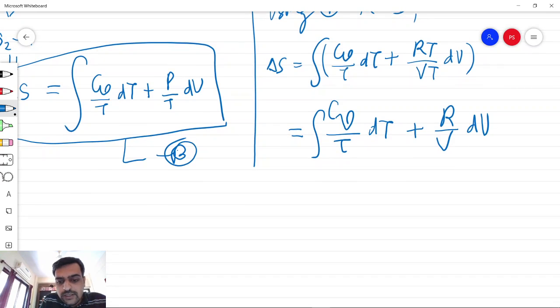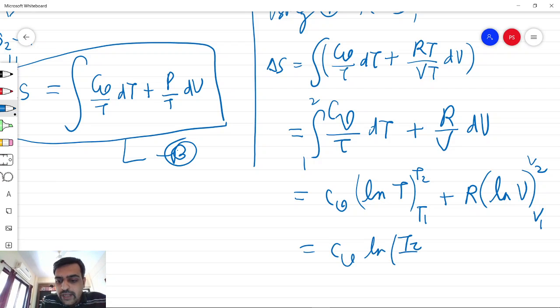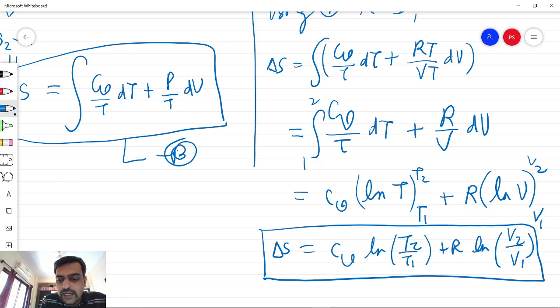Since Cv and R are constants, they are taken outside the integral, and the integral of 1 by T dT is log T. So this is from state 1 to 2, with the limits T1 and T2, plus R times log V. Again, the integral of 1 by V dV is log V from some volume V1 to V2. Now log T2 minus log T1 is written as log of T2 by T1, plus R times log V2 minus log V1, which is written as log of V2 by V1. So this is the change in entropy for an ideal gas in terms of the variables temperature and volume.